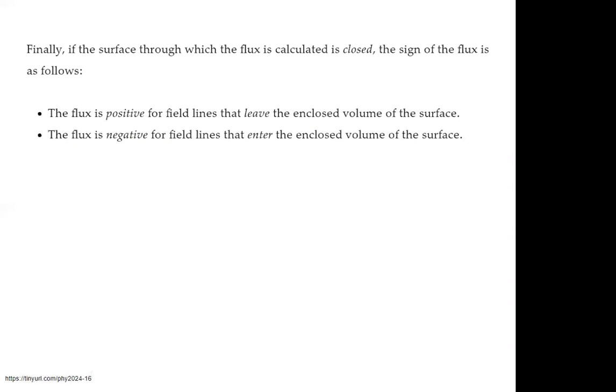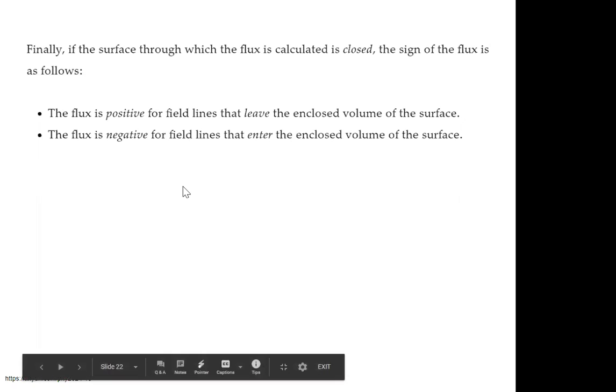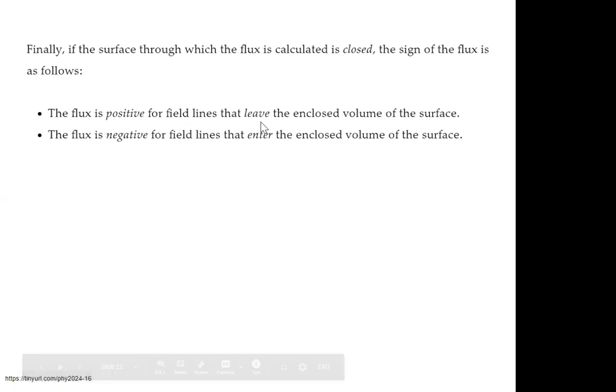Now, if you have a surface that is enclosed, a closed surface, for example a spherical surface, or the surface of a cubic shape with its 6 sides, those types of surfaces are called closed surfaces. In that case, the sign of the flux follows this convention: the flux is positive for field lines that leave the enclosed volume of the surface.